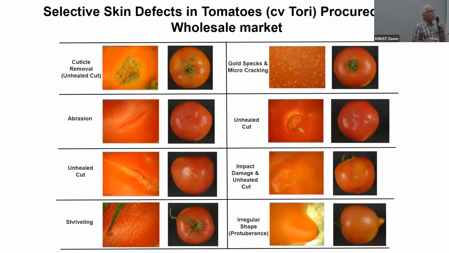Some of the disorders that he looked at are displayed here: cuticle removal, what he called unhealed cuts, abrasions, unhealed cut, again, shriveling, which I'll talk about a little bit later, gold specks, again, unhealed cut here, impact damage, which is mainly pressure with or without removal of skin, and all kinds of irregular structures which are many times damaged.